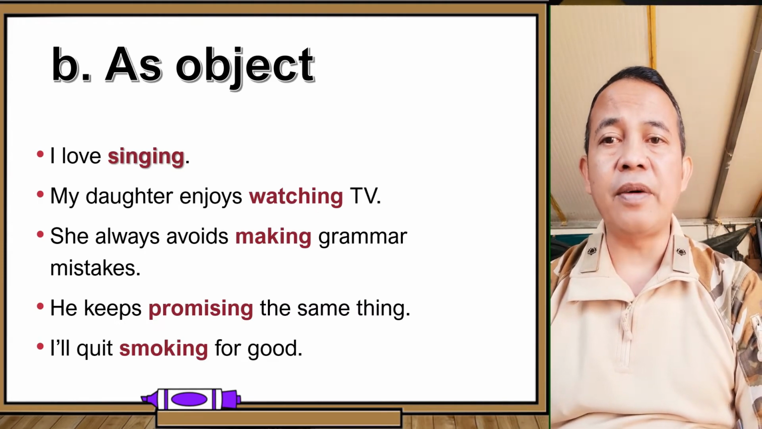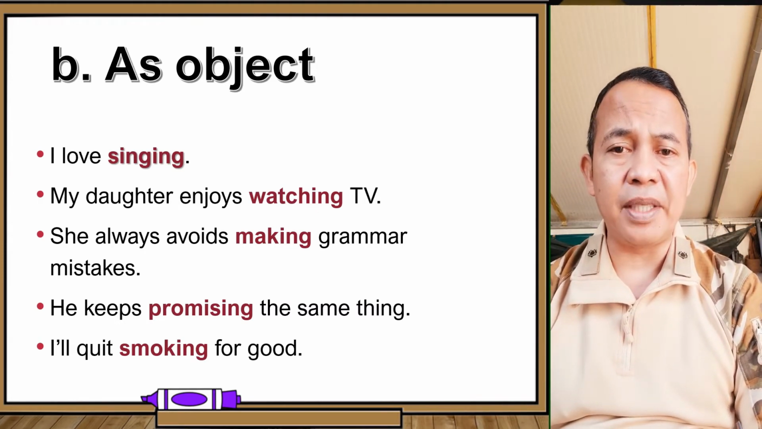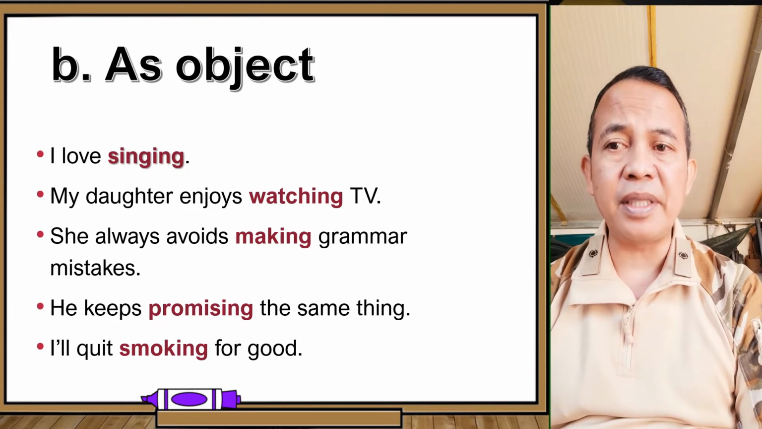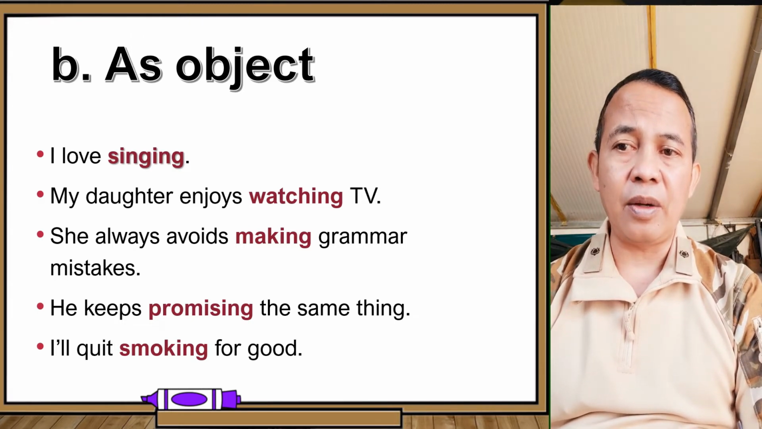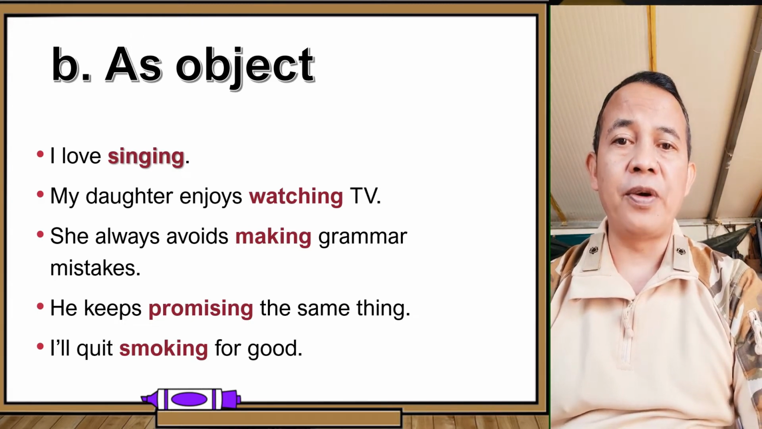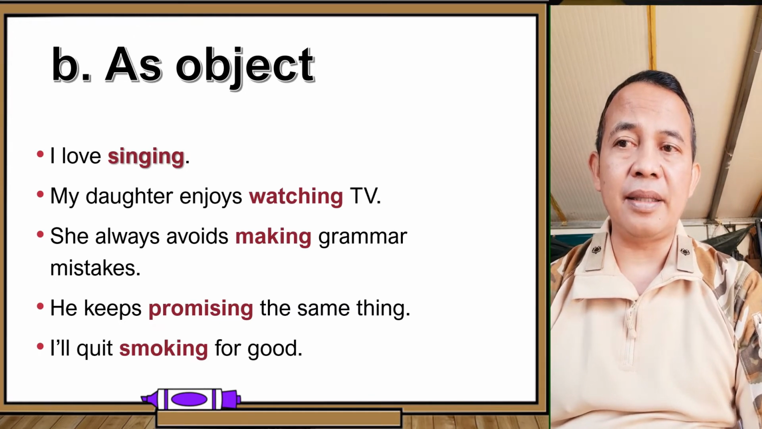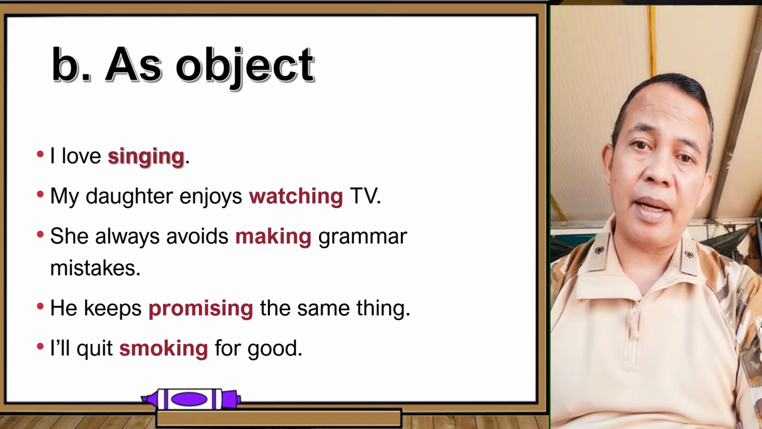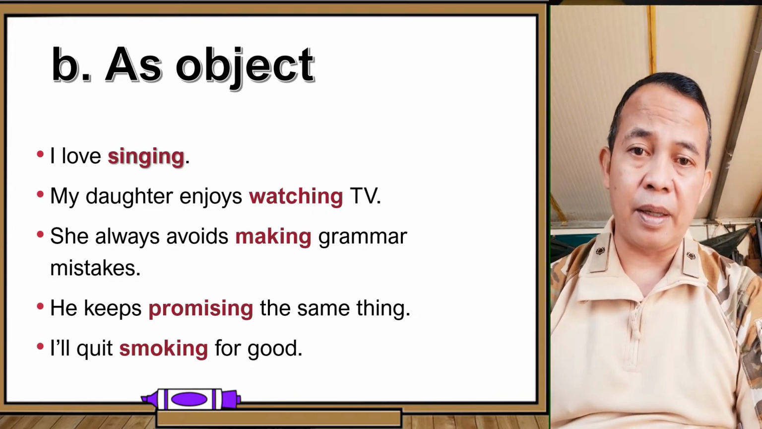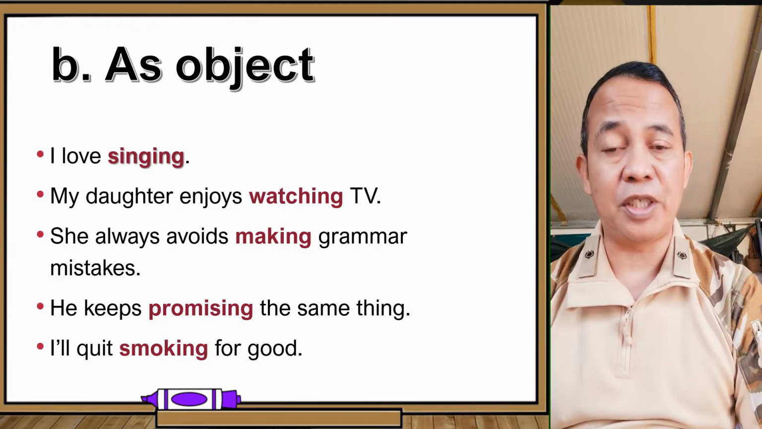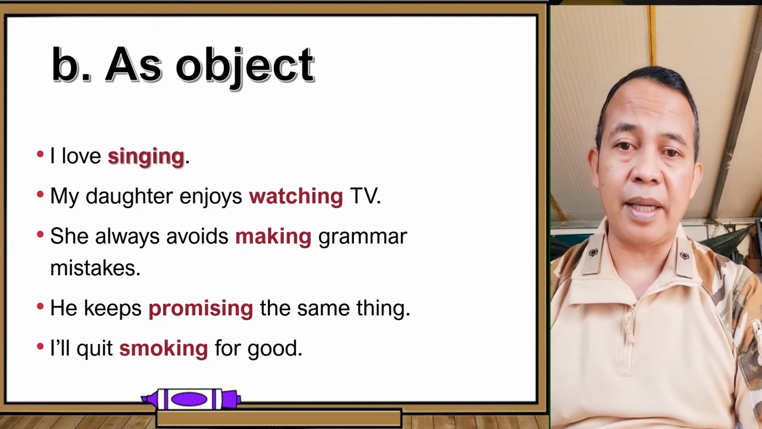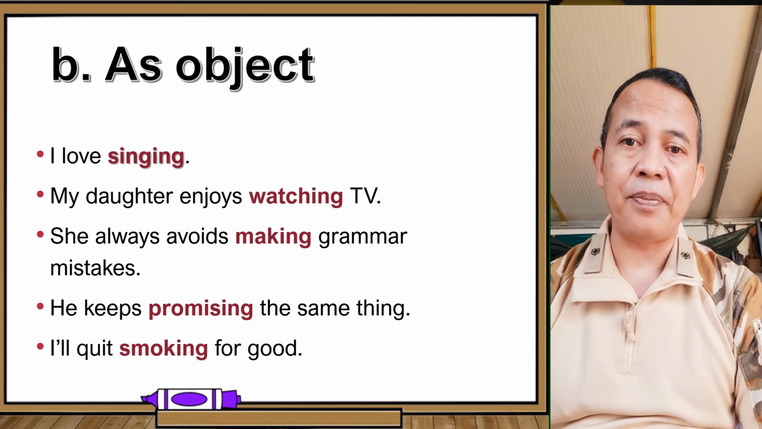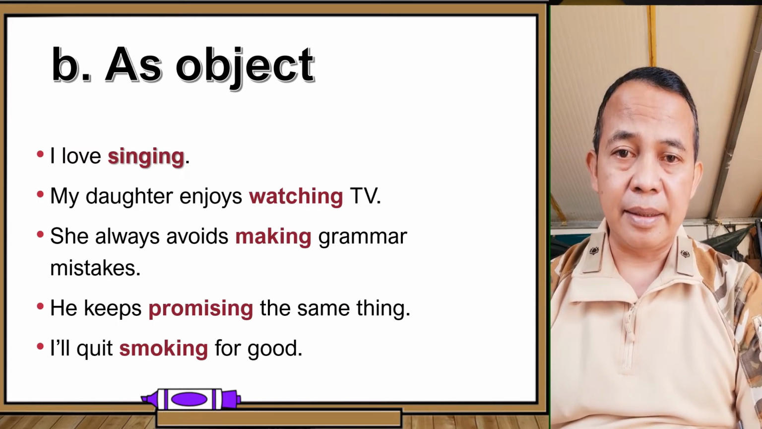Or she always avoids making grammar mistakes, and he keeps promising the same thing. I'll quit smoking for good. So the words singing, watching, making, and also promising and smoking are now not verbs any longer. We change them into nouns by adding ing after the words.